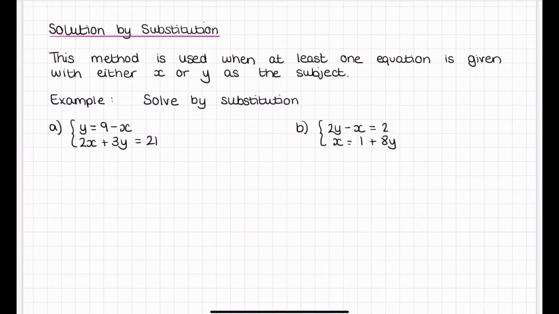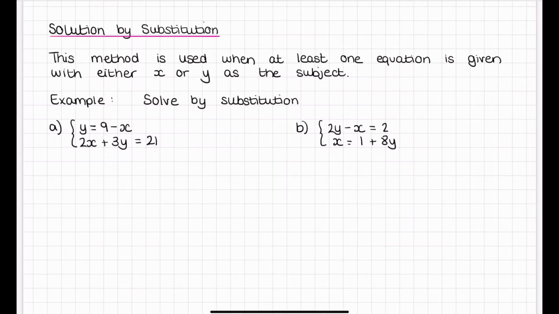So our next method of solving simultaneous equations is by substitution. This method we use when at least one equation is given with either x or y as the subject. So it's either x equals or y equals, and then we substitute one equation into the other from there. So first example, we've got y equals 9 minus x and 2x plus 3y equals 21.